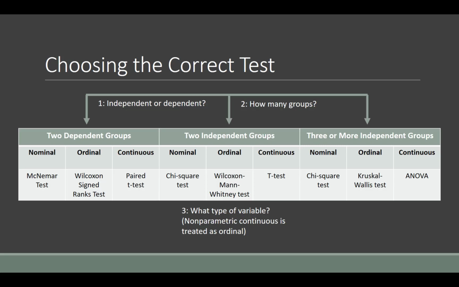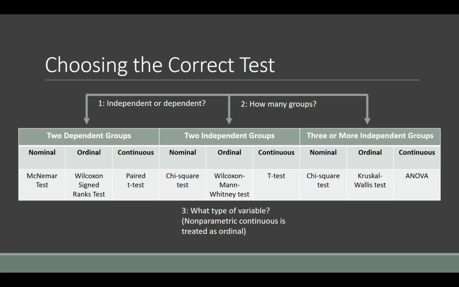So if I was measuring a diabetic patient, I could look at their blood glucose before and after the pharmacist had talked to them, and I could do that for the whole large group of patients. That would be dependent variable, but continuous. Blood glucose is a continuous ratio variable. I would use the paired t-test because there's two groups as well.